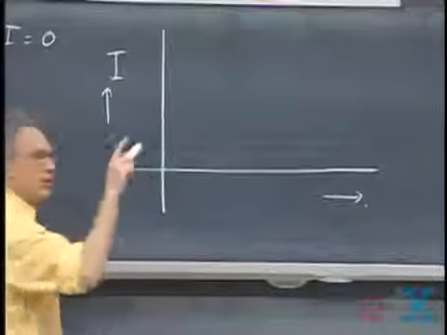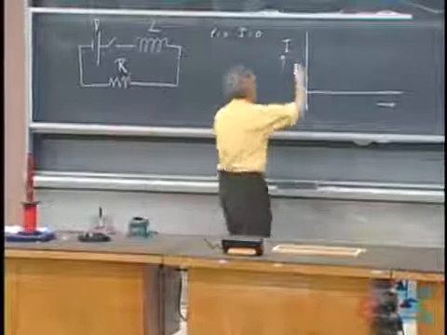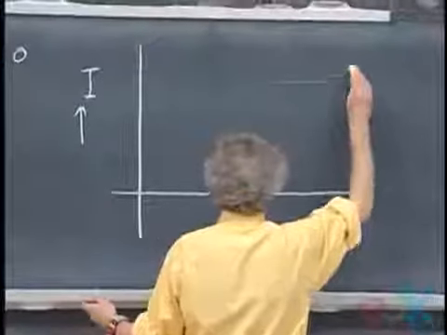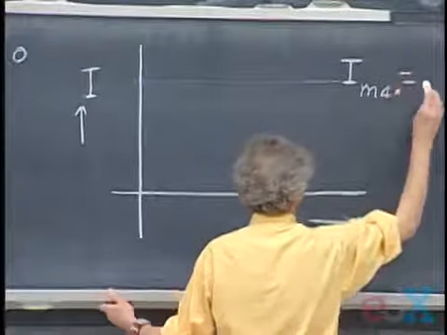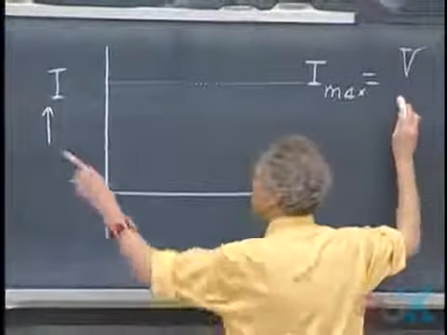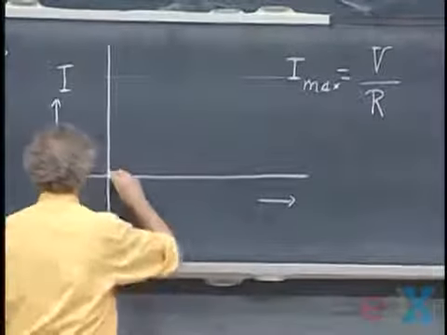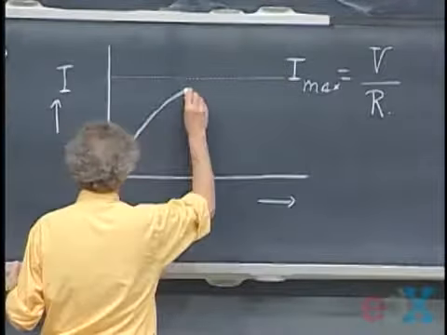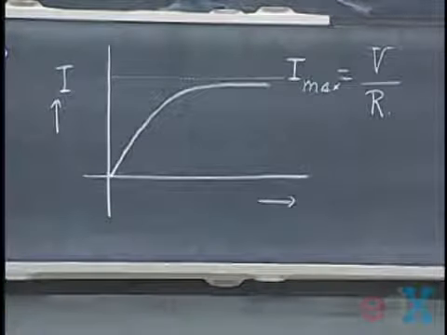And so without knowing much about physics, you can make a plot of the current that is going to flow as a function of time. You start out with 0, and then ultimately, if you wait long enough, you reach a maximum current, which is given by Ohm's law, which is simply V divided by R. And you slowly approach that value. And how slowly depends on the value of the self-inductance.